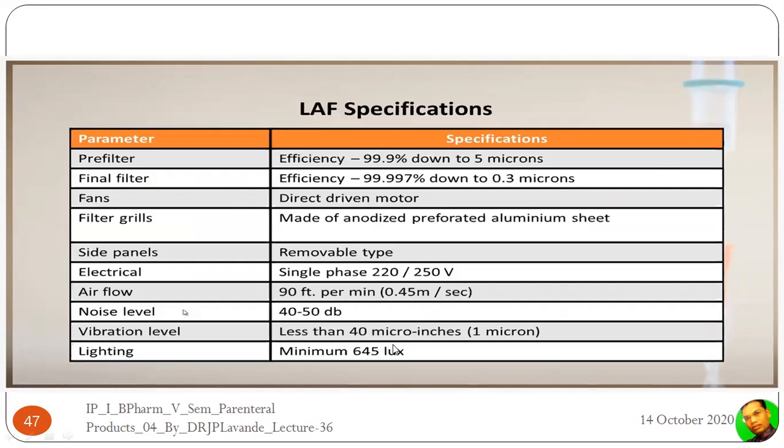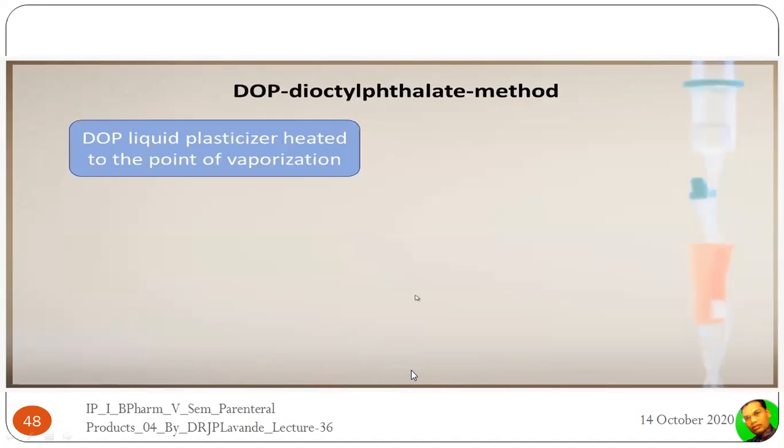So in case of laminar airflow, there are all these specifications, from pre-filters to the lighting. All these are strictly necessary. The pre-filter will filter 99.9% of 5 micron particles. The final filter will remove 99.9997% down to 0.3 micron. The airflow is 90 feet per minute, the noise level is 40 to 50 decibels, the vibration level is less than 40 micro inches, and the lighting should be a minimum of 645 lux.